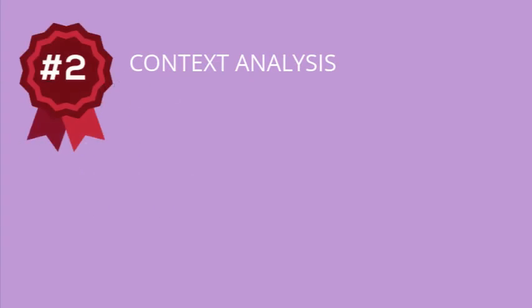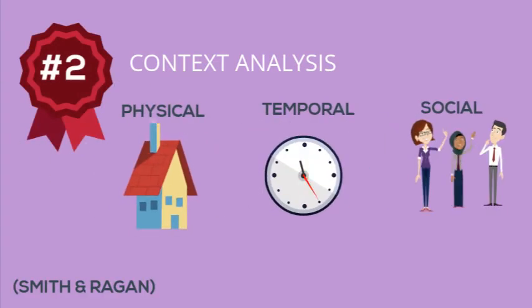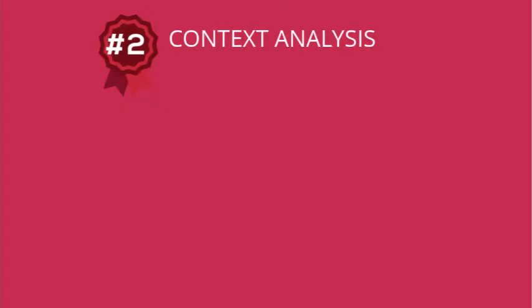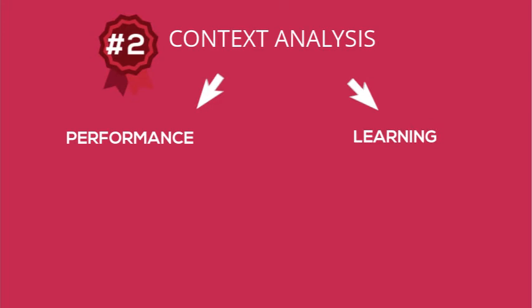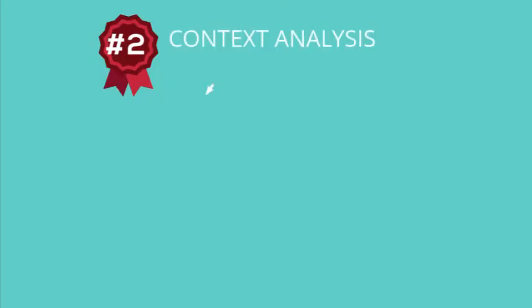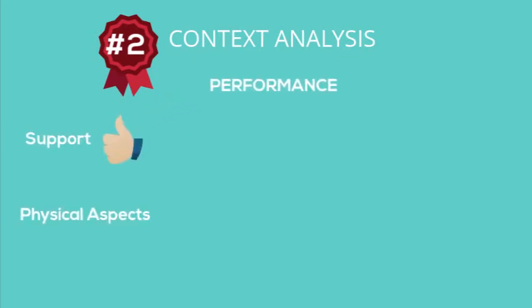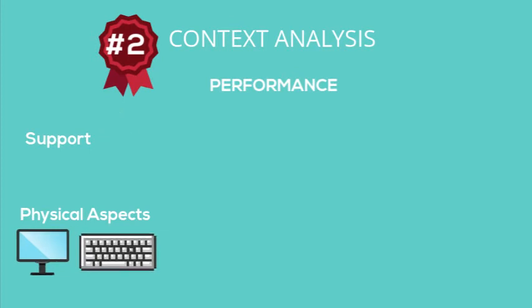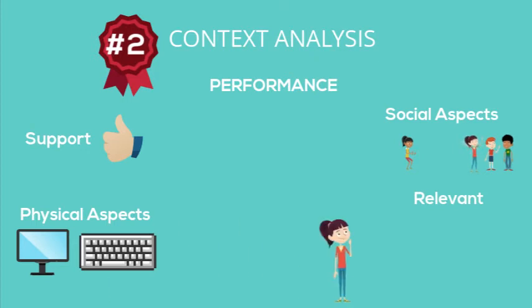Context analysis ensures that you have considered the learning environment. Here, you are considering the physical, the temporal, and the social environment. Context analysis can be further broken down into two areas: performance context and learning context. Performance context includes the support available to students, the physical aspects of the site, such as class size, noise level, and equipment available, whether work will be done independently or collaboratively, and whether the information is relevant to the student.